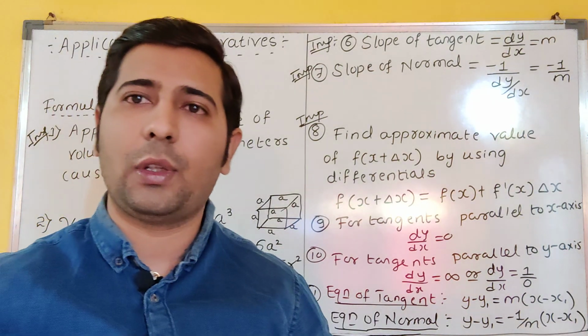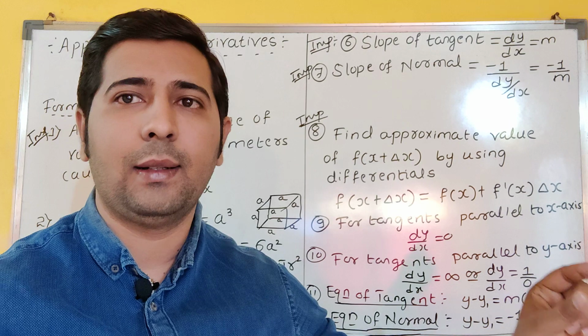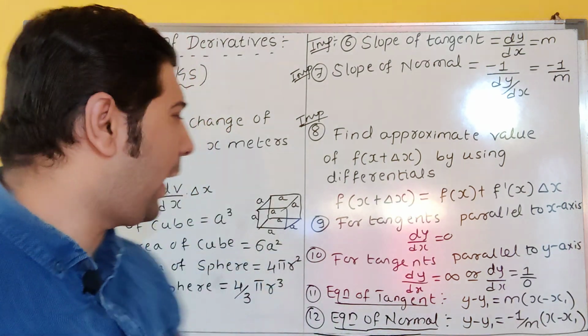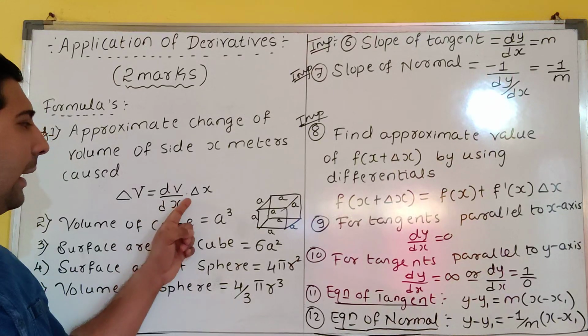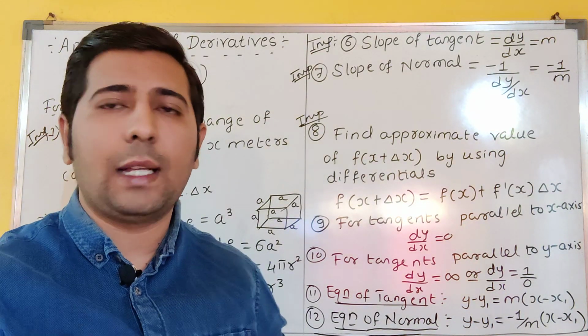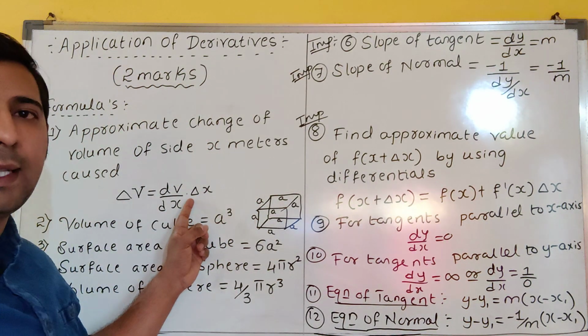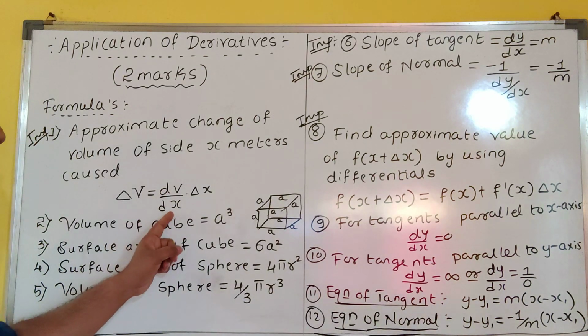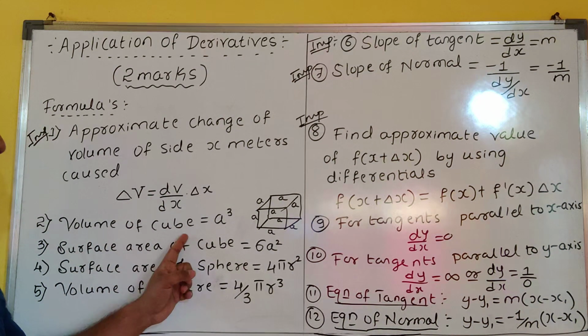Sometimes radius also he will give. We can say radius is having error. Error means change. Here we will write it as dV by dr into delta r. So it depends upon what he will give. We will consider here as x meters. That's why we have written it as delta x, dV by dx into delta x. Clear? So next one.